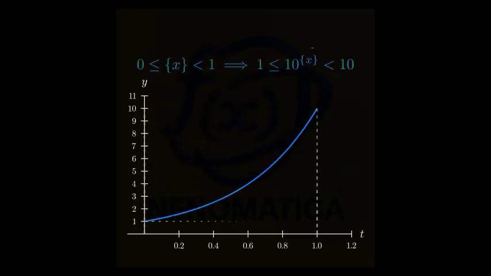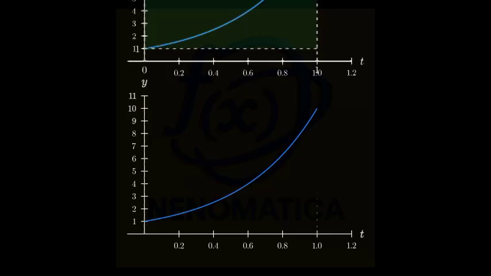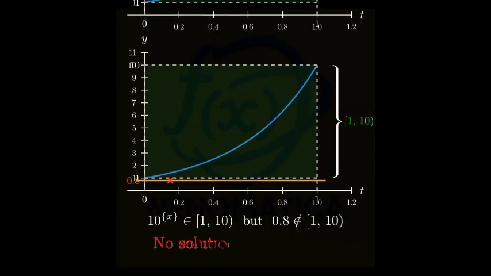Let's graph y equals 10 to the t from t equals 0 to t equals 1 to see this. Step 3. Compare with the given value 0.8. Draw a horizontal line at y equals 0.8. Notice that this lies below 1, but 10 to the power of the fractional part must be between 1 and 10. Therefore, there is no real x whose fractional part makes the expression equal to 0.8.